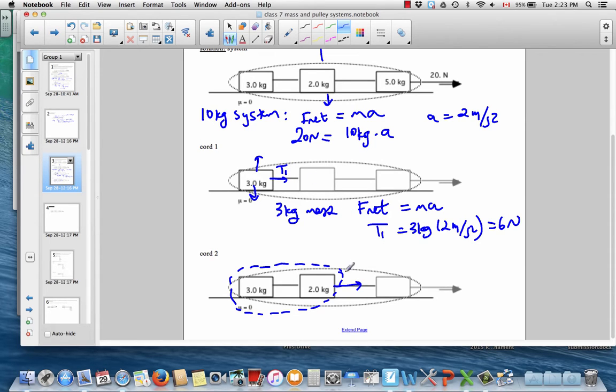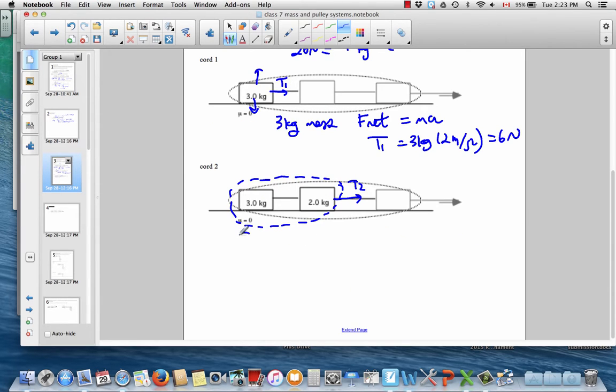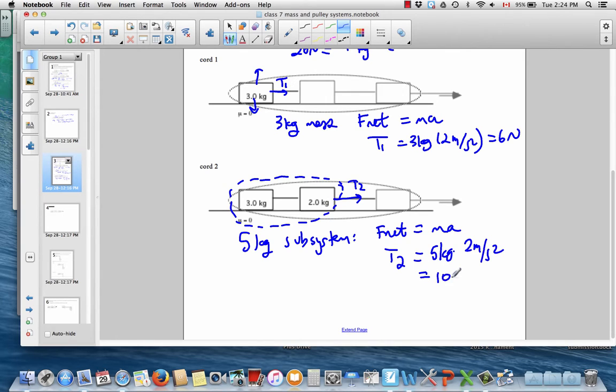And then we'll call this string tension 2. So I'll call this a 5 kilogram subsystem. When I apply Newton's second law to that, net force is ma. The unbalanced force on that subsystem is the tension in the second cord. It's 5 kilograms, and the whole thing is still accelerating at 2 meters per second squared. So that must be 10 newtons of force.